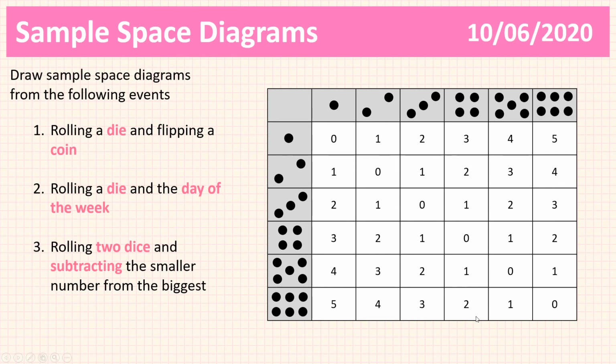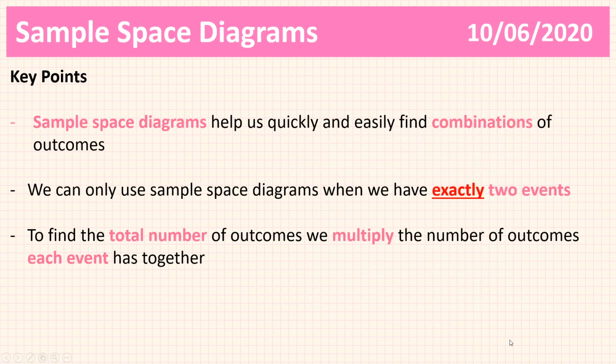Now, before we move on and we do anything else, I'd just like to summarize what we're talking about in terms of sample space diagrams and the key points that you need to take away from this video. The key points are: sample space diagrams are a quick and easy way to find combinations of outcomes of mutually exclusive events. We can only use sample space diagrams when we have exactly 2 events. If we have 3 events that we're looking at, you'd need a sample space cube, and that would be hard to draw. So we stick to sample space diagrams when it's 2 mutually exclusive events.